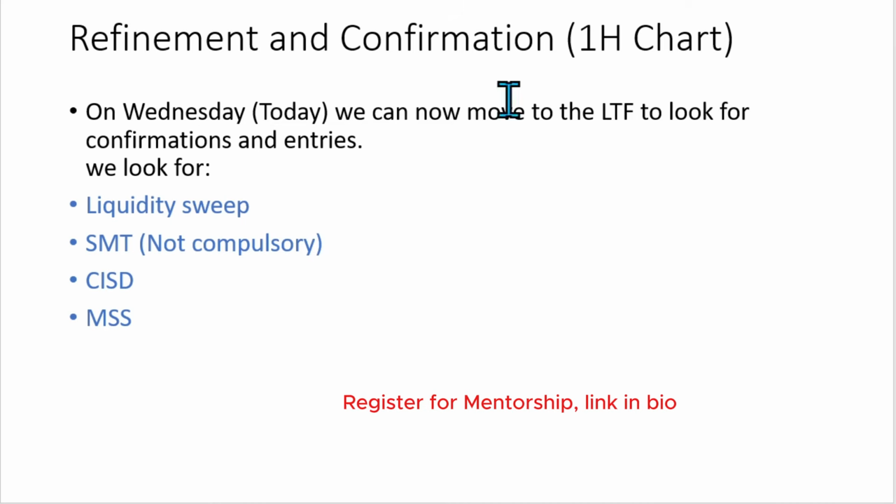The 1 hour. So on the lower time frame, this is where we look for confirmations before we get our entries. For me, I look for liquidity sweep. I look for SMT, although SMT is not compulsory. I look for change in state of delivery, and I look for market structure shift. So this is just the ICT 2022 entry model in short.